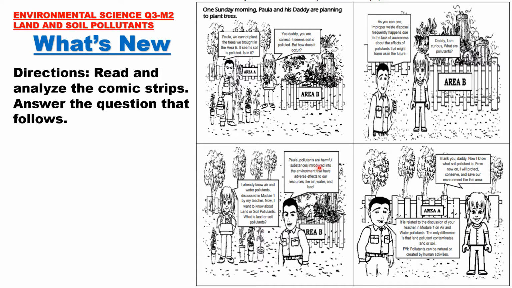Paula, pollutants are harmful substances introduced into the environment that have adverse effects to our resources like air, water, and land. It is related to the discussion of your teacher in Module 1 on air and water pollutants. The only difference is that land pollutant contaminates land or soil. Pollutants can be natural or created by human activities. Thank you, Daddy. Now I know what soil pollutant is. From now on, I will protect, conserve, and save our environment like this area.